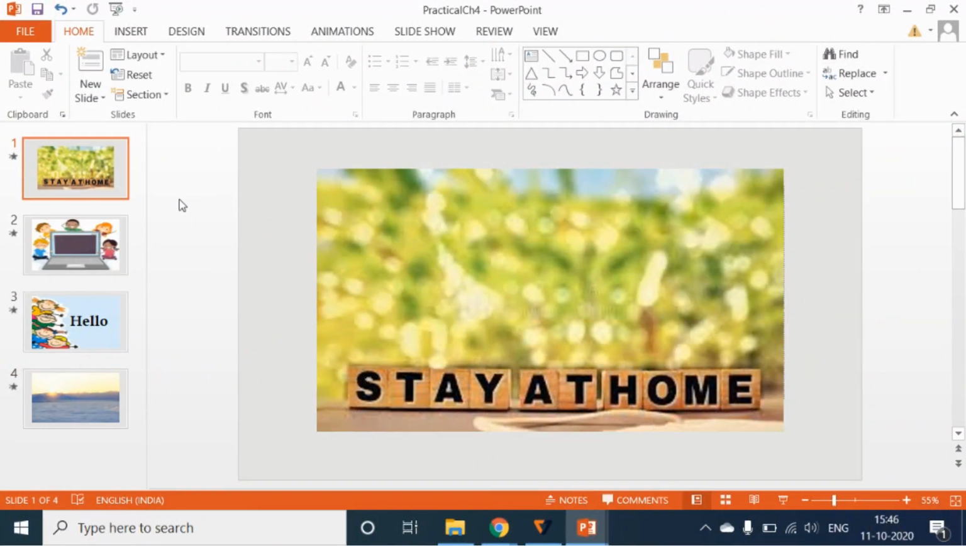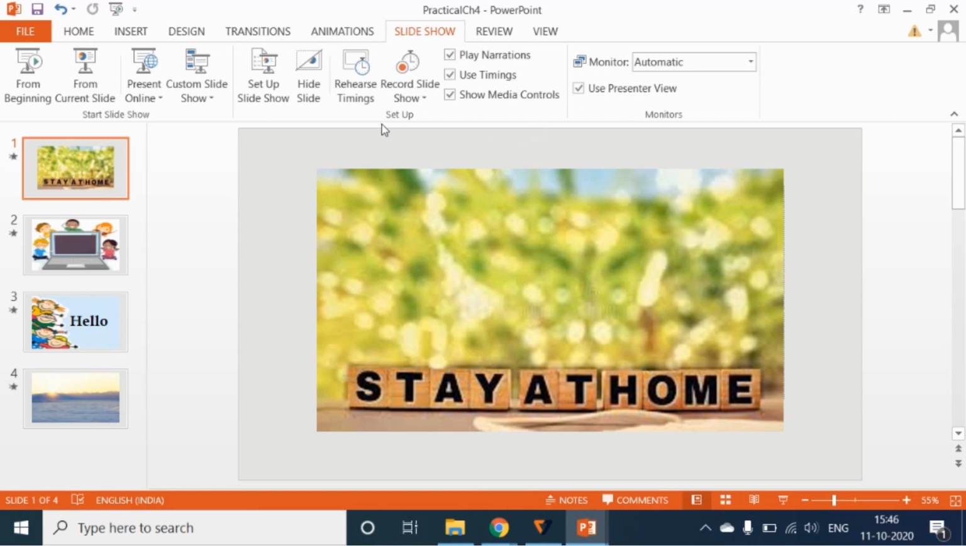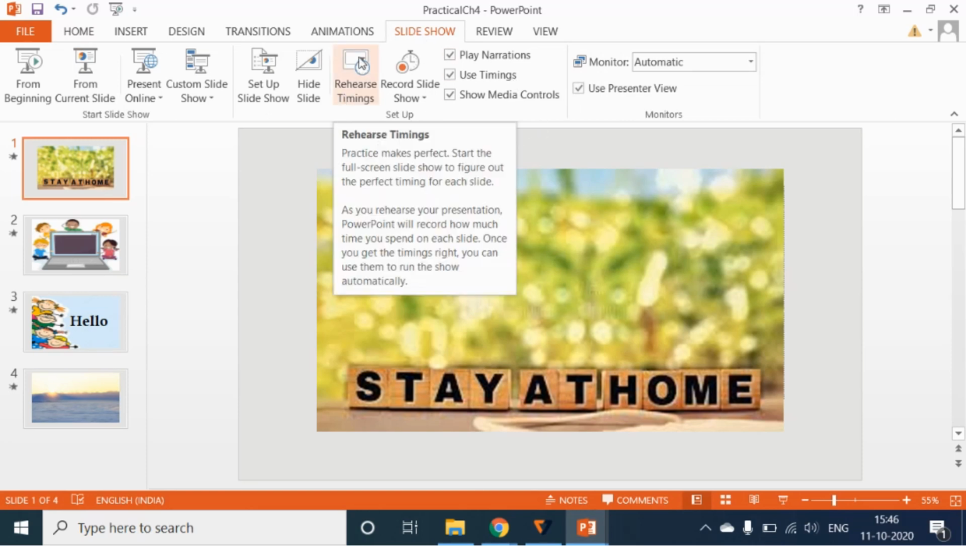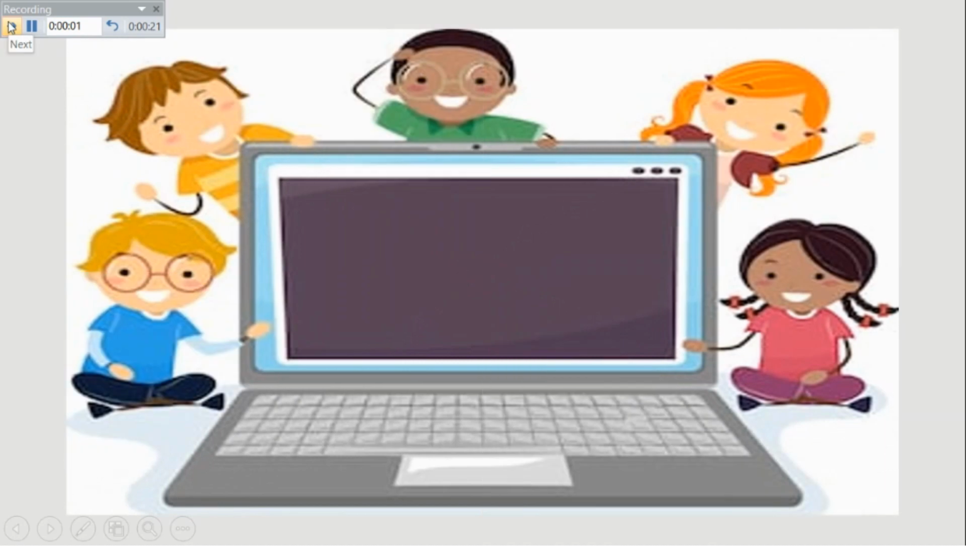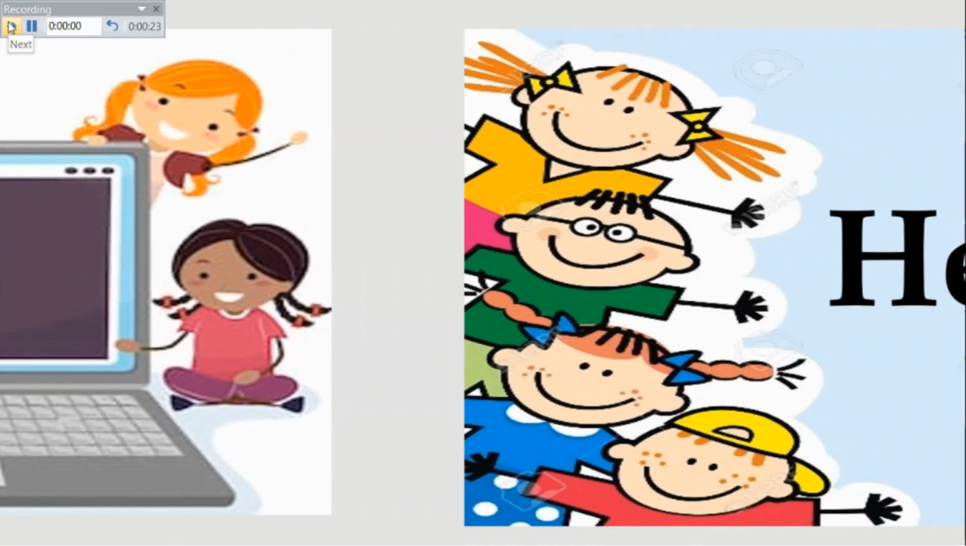Now students, let's see the second method, that is to set timings automatically. First of all, click on the Slide Show tab and then in the Setup group you can see Rehearse Timings. Click on it and then you can see here the presentation starts playing in full screen mode and the Recording toolbar appears. This is the Recording toolbar. Now practice presenting the slide and when you are ready to move to the next slide, click the Next button on the Recording toolbar. Similarly, go through all the slides in the presentation.